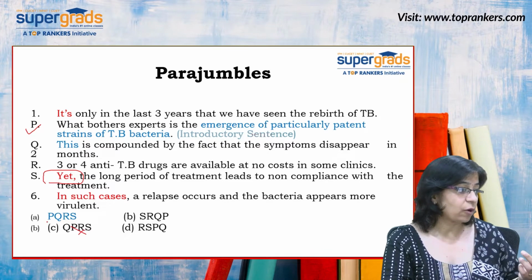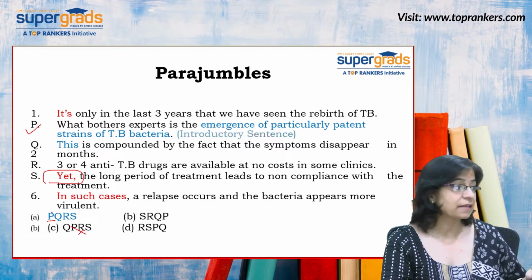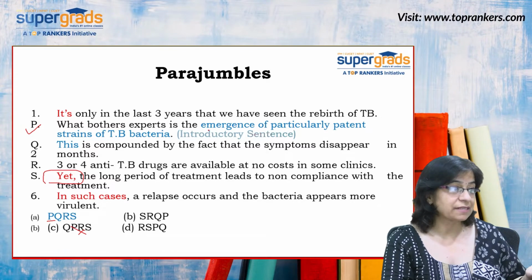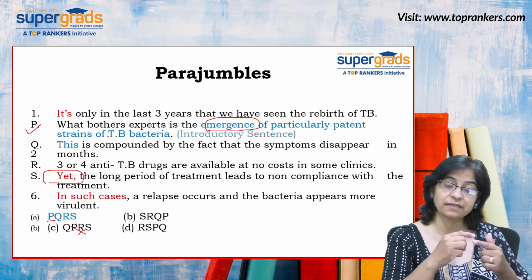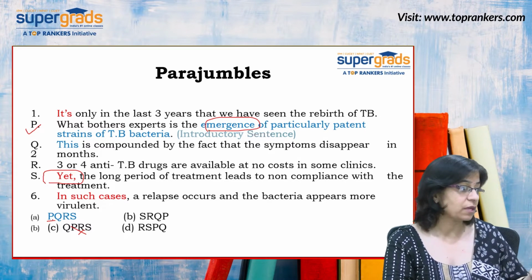So if I take option A, that is P, as my first sentence, this becomes: it's only in the last 3 years that we have seen the rebirth of TB. What bothers experts is the emergence of particularly potent strains of TB bacteria. See, it's going really well with the first statement. It's continuing the same thought. Then let's see if Q fits in well.